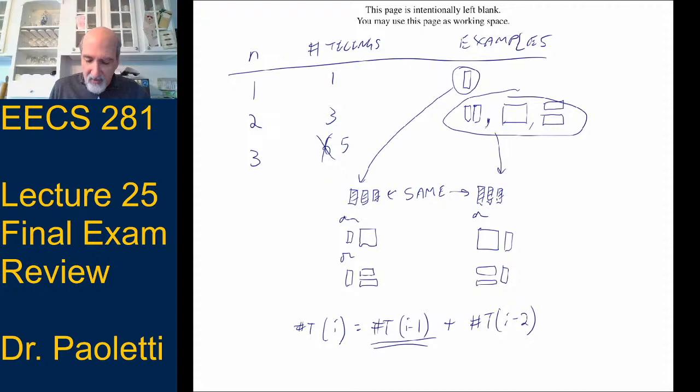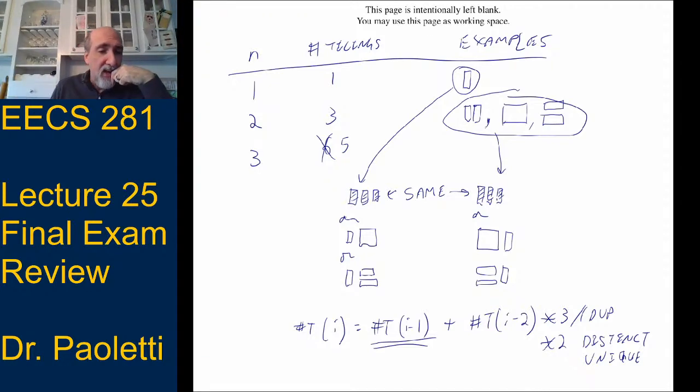Well, here's where the distinct comes in. If we say times 3 here, we get duplicates. But if we say times 2, we get the distinct, or unique. I can't remember if the problem says distinct or unique. So that's basically our formula. Now we just have to take this formula and put it into code.